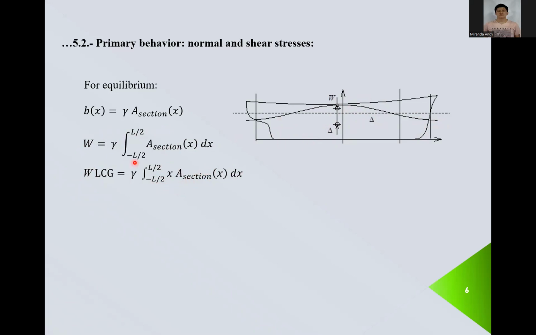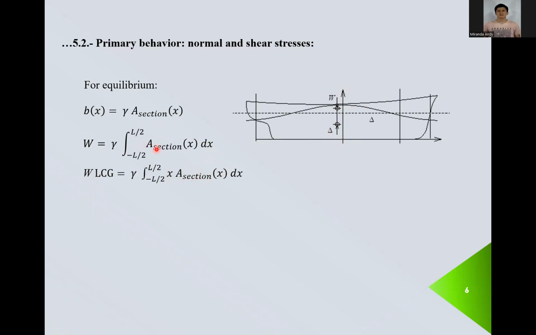If we satisfy this, the result is going to give you LCB times displacement. So if the displacement is equal to W, then that means that the LCG is equal to LCB. That means that the two are at the same distance from the origin. So we have to satisfy that.